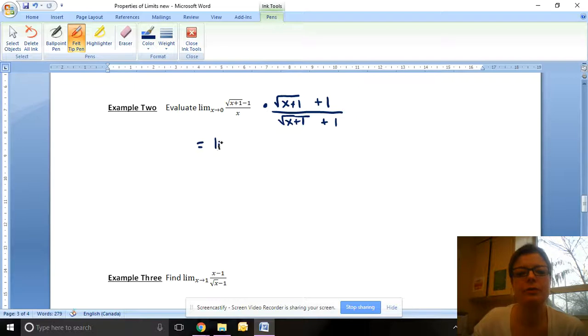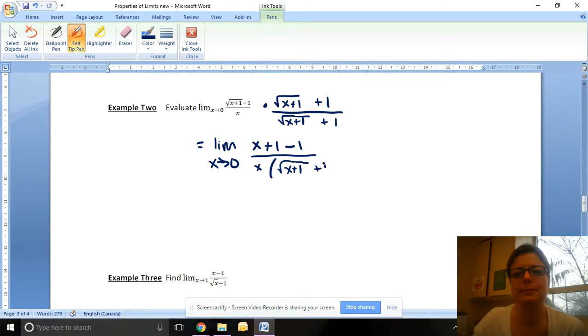So we include our limit statement: the limit as x approaches 0. Root x plus 1 times root x plus 1 is just x plus 1, and then the middle terms cancel out. That's the whole point of doing the conjugate. Then minus 1 times 1 is minus 1. In the denominator, there's no need to actually simplify it. You can just keep it as is, and you'll see why.